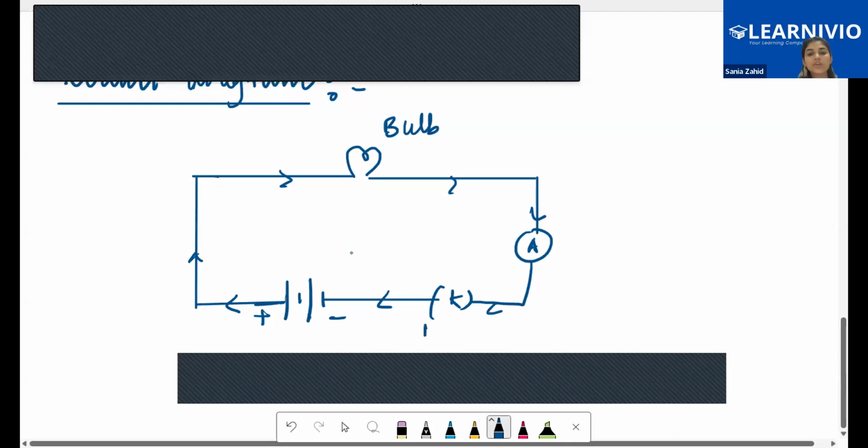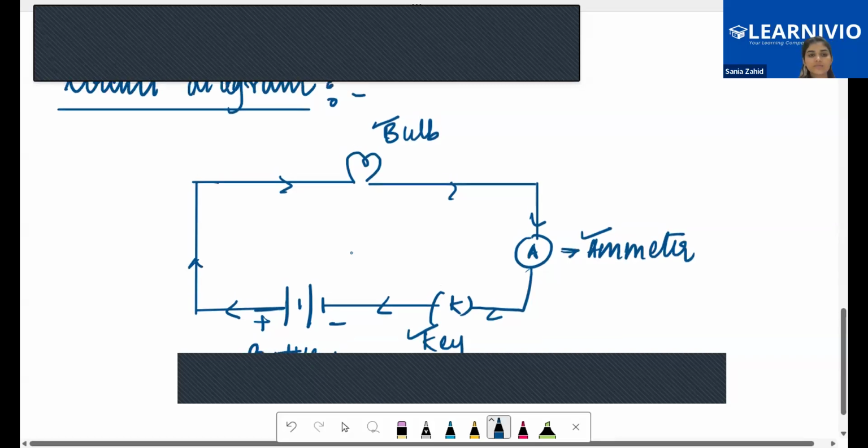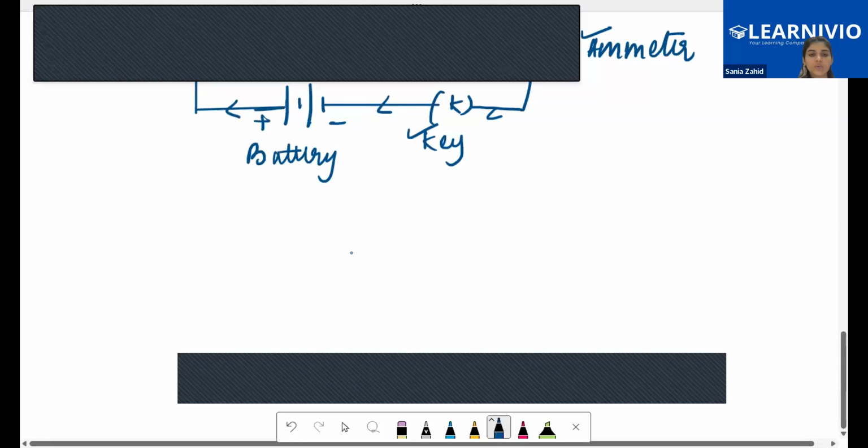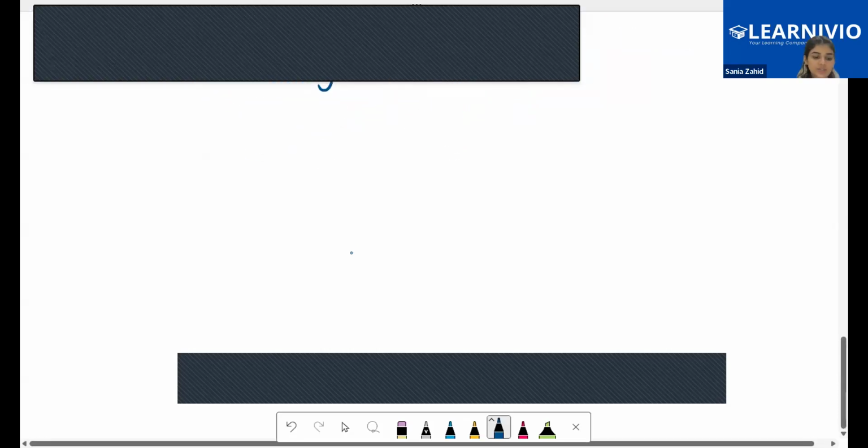This is a key. The meaning of key is basically a switch. Like we switch on and off, we put on the switch and we put off the switch. So that is a key. And then this is an ammeter. We have a bulb, a key, an ammeter, and this is a battery. You understand this? Yeah, understood. Circuit diagram. Okay, now I'll give you one question.